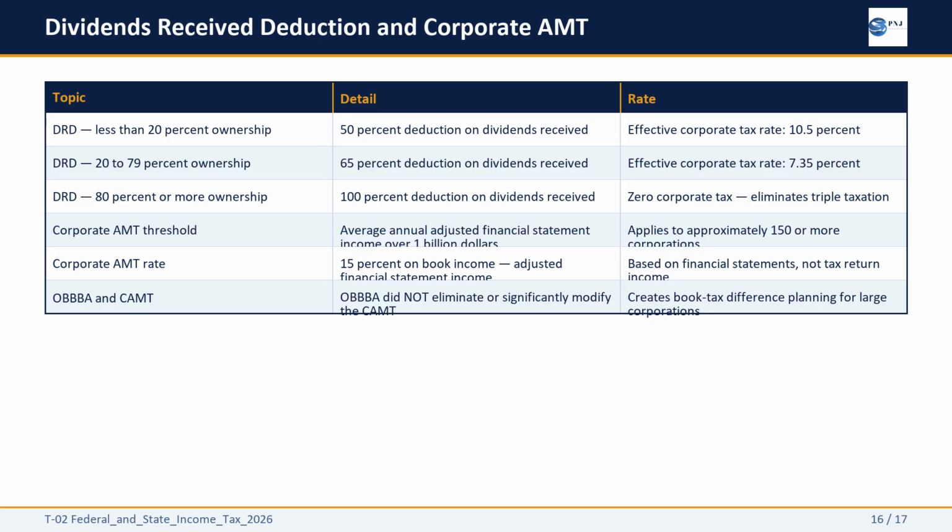Regarding the corporate alternative minimum tax, the Inflation Reduction Act of 2022 created a 15% minimum tax on adjusted financial statement income for corporations with average annual adjusted financial statement income exceeding $1 billion. The OBBBA did not eliminate or significantly change this. It continues to apply to approximately 150 or more of the largest U.S. corporations and creates new book tax difference planning considerations since it is based on book income rather than taxable income.